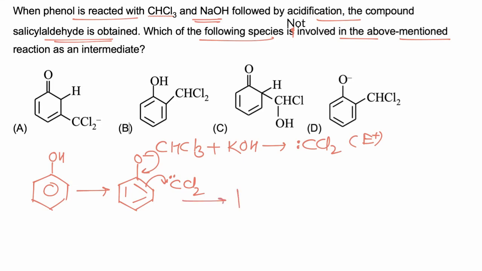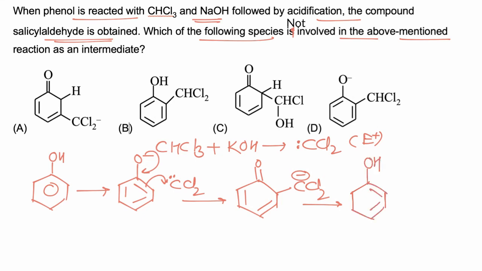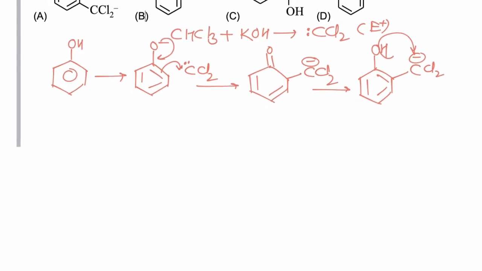So after the reaction, this anion is formed, since CCl2 is accepting a pair of electrons. Now this molecule will tautomerize to give phenol, so OH and CCl2 negative is formed. Now this anion will abstract hydrogen to form phenoxide ion.